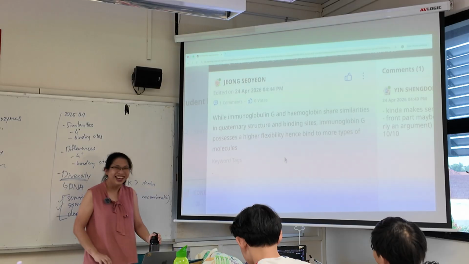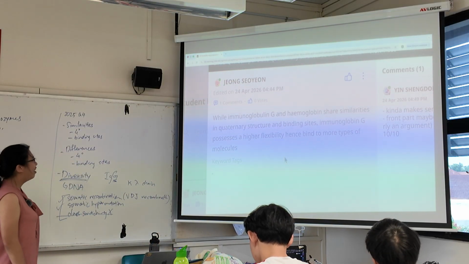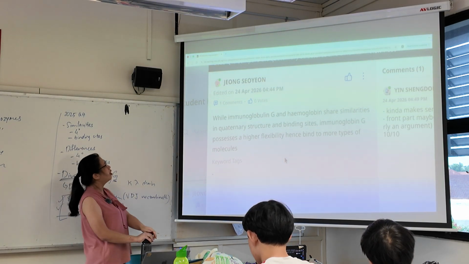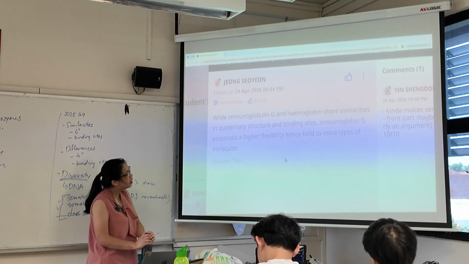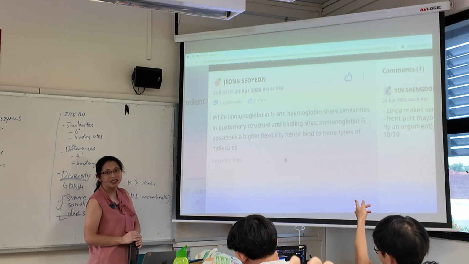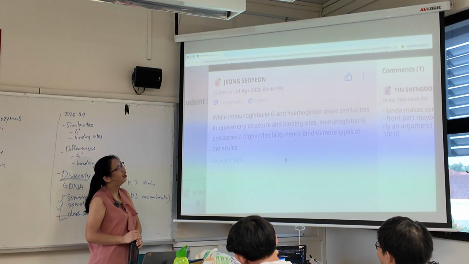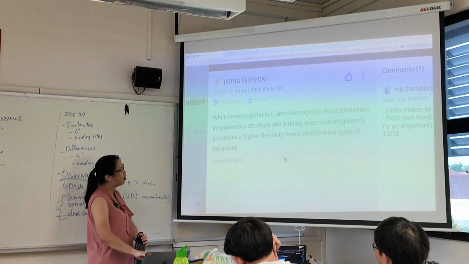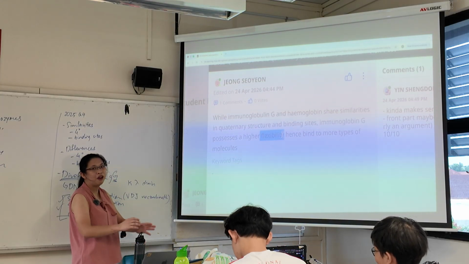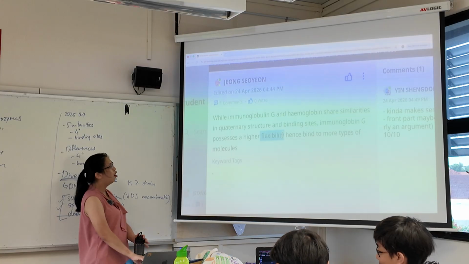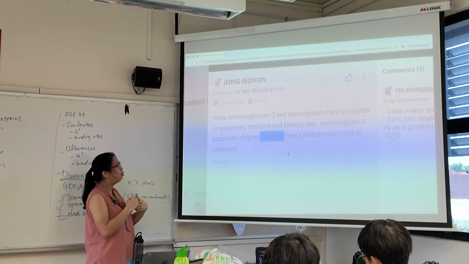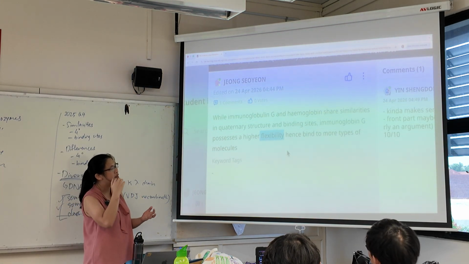Makes sense. Okay, IgG and hemoglobin share similarities in monomeric structure and binding sites. IgG possesses a higher flexibility. What do you mean by flexibility here? Like flexibility to combine with more. Then you need to be a bit more specific when you say flexibility, because I don't understand whether this flexibility refers to the structure itself being very flexible, the arms can move around, or do you mean the shape of the binding site is a lot more varying, therefore more flexible to bind different things?